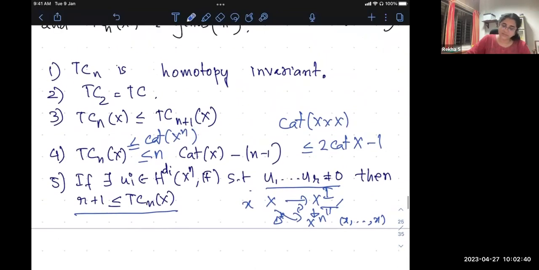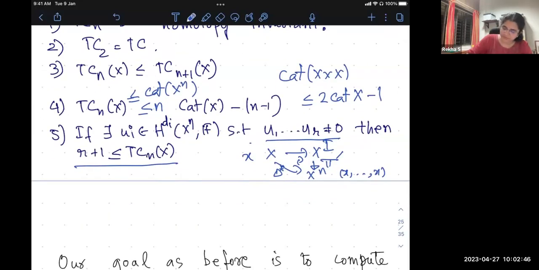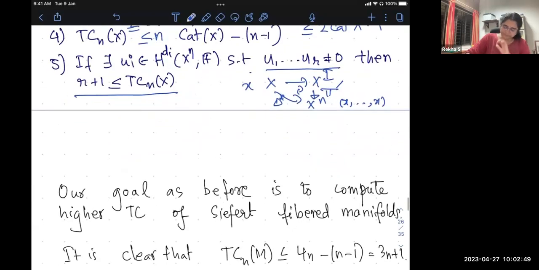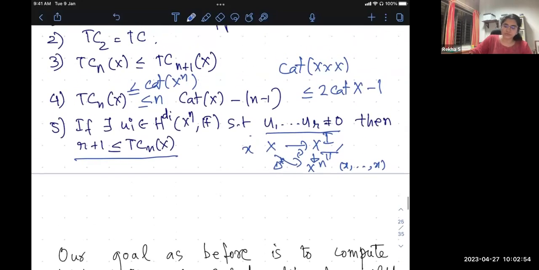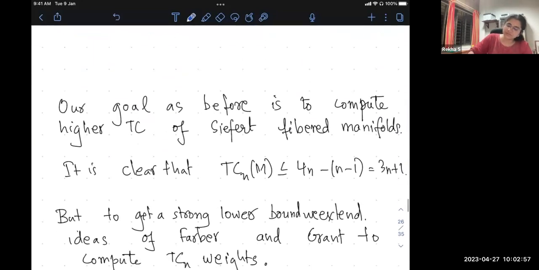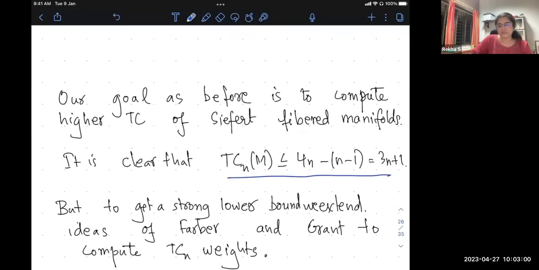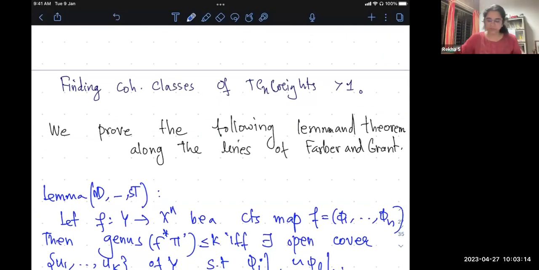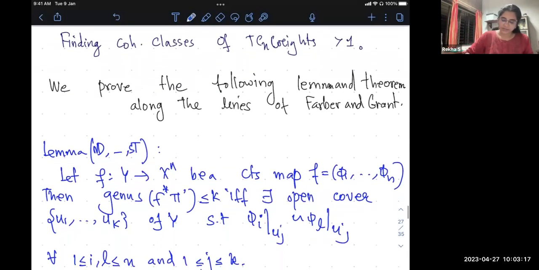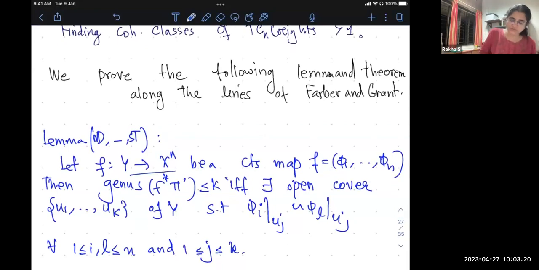use the idea of weight to compute a lower bound for TCN of Seifert fiber manifolds. So just from knowing the fact that cat is going to be 4 for such manifolds, we can easily compute an upper bound on TCN of M. It's going to be bounded by cat times n minus 1, which is equal to 3n plus 1. So now we want to generalize the ideas that Farber and Grant used in their paper. And we generalize it to the case of x to the n.